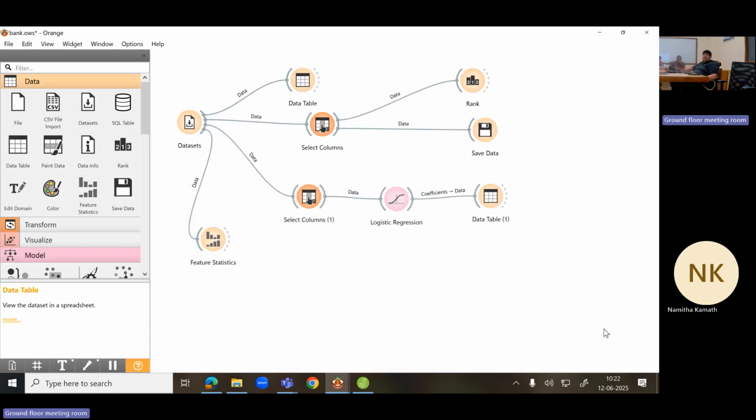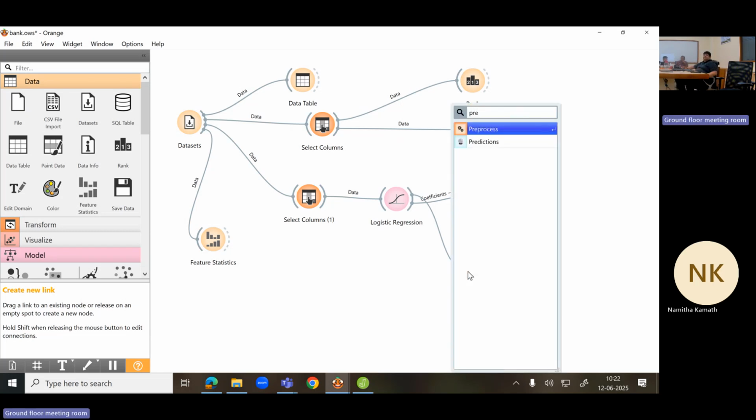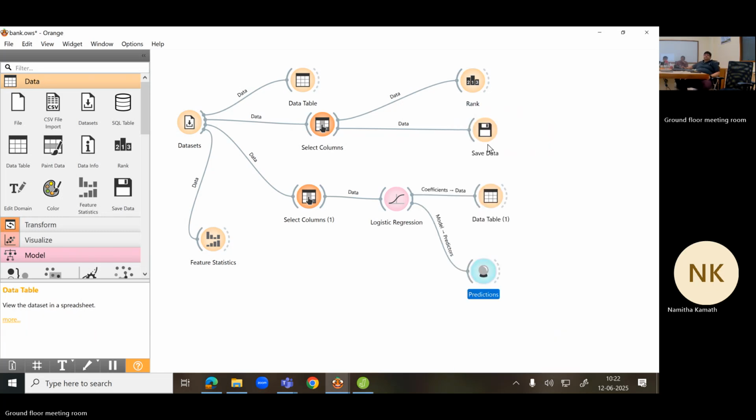Okay, good. Now, if I want to use this model for prediction purposes, that means I'm going to use this model back on the same data set from which I have prepared the model. So go to predictions. The model is from there. Then I have to supply the data also to get the predicted value.